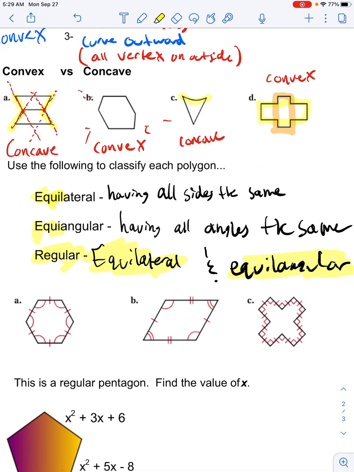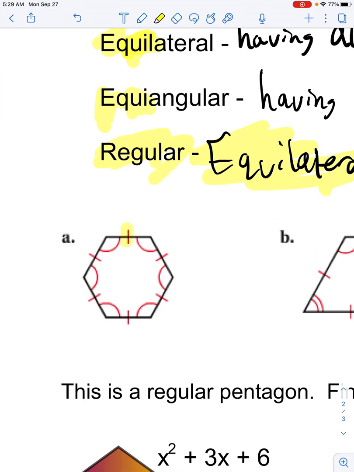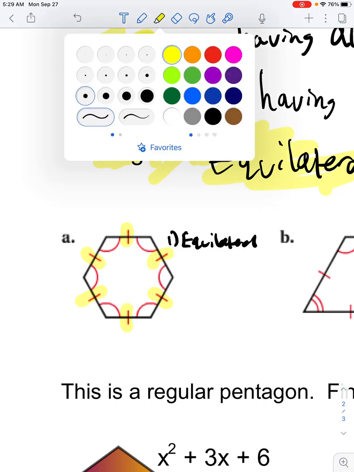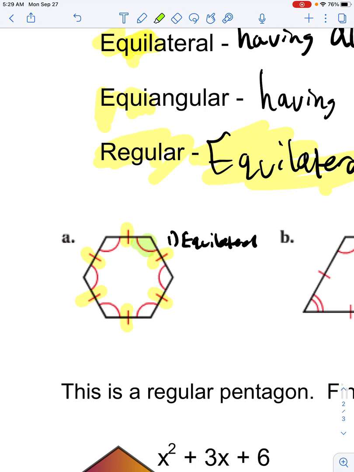So if we look at this, letter A, first example, okay, I can tell by these congruence marks that all my sides are the same. So one, it's equilateral, yup. Then I can tell by these congruence marks that all of my angles are the same. So it's equiangular. And then if it's both of those, we can say it's regular.